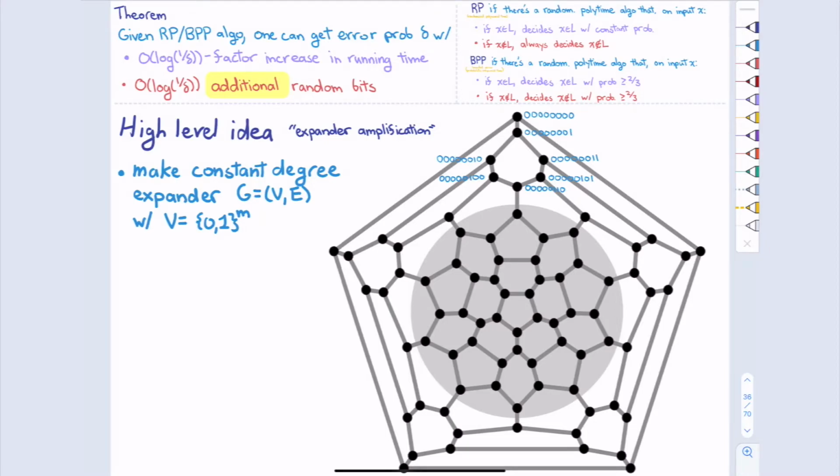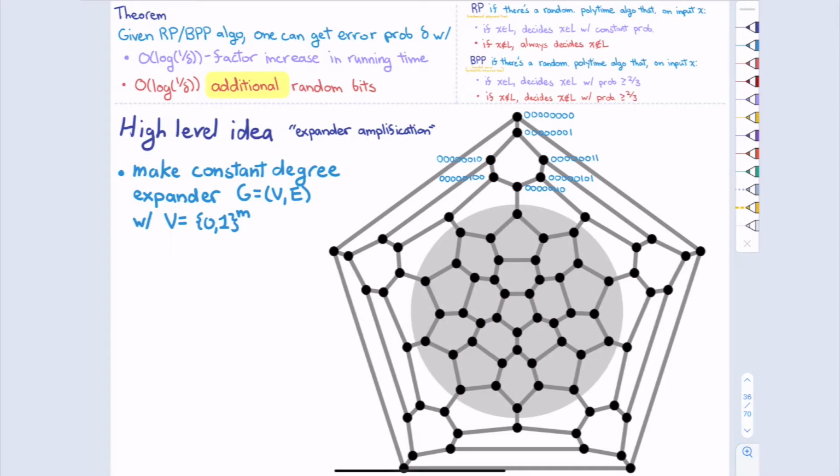We're going to make a really, really big expander graph, a constant degree expander. We'll have to discuss how to make it at the end. But every vertex is going to correspond to one m-bit string, so there will be 2 to the m vertices in this graph. Some of the vertices are annotated and the rest I got tired of, but there are bit strings attached to those vertices. So we're going to make a big expander graph where every vertex is identified with one of these random bit strings that can be fed into the algorithm.